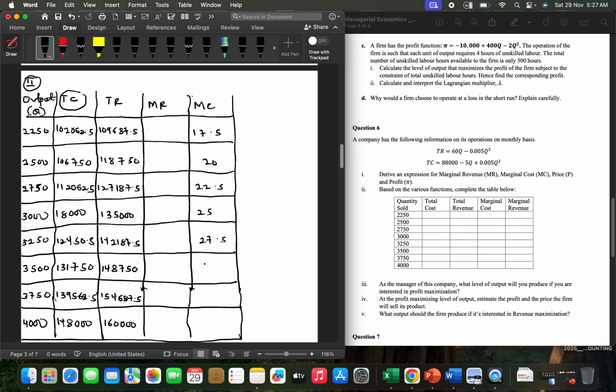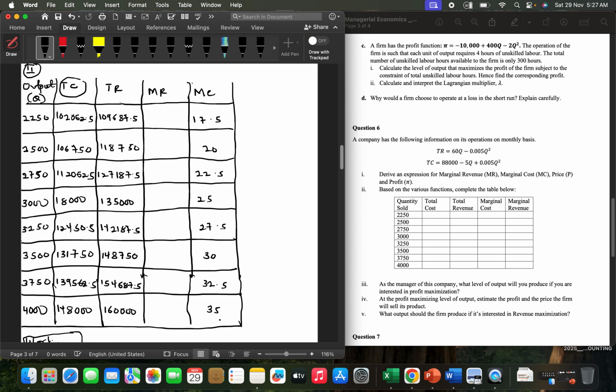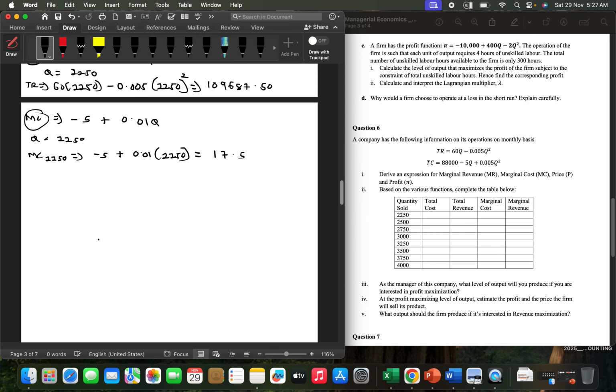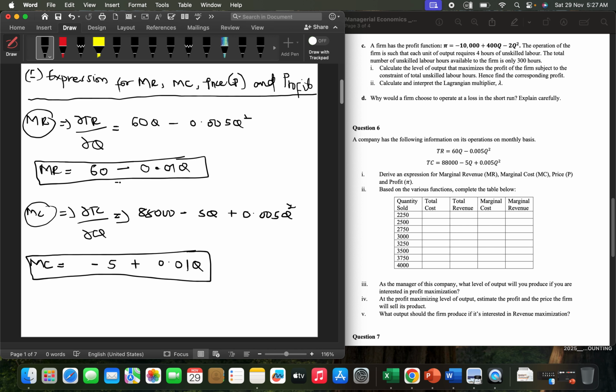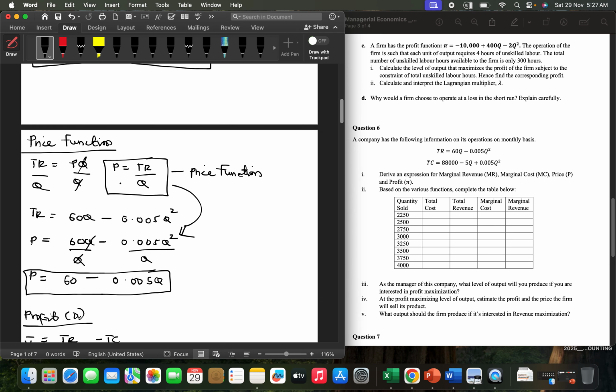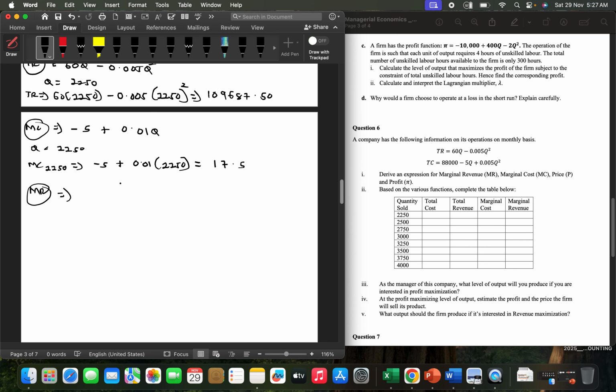The follow up, you are going to get 30. This is 32.5. This will give you 35. So now you are left with the marginal revenue. Remember that with the marginal revenue, you found the derivative of total revenue with respect to Q. So this is marginal revenue: 60 minus 0.01 Q.